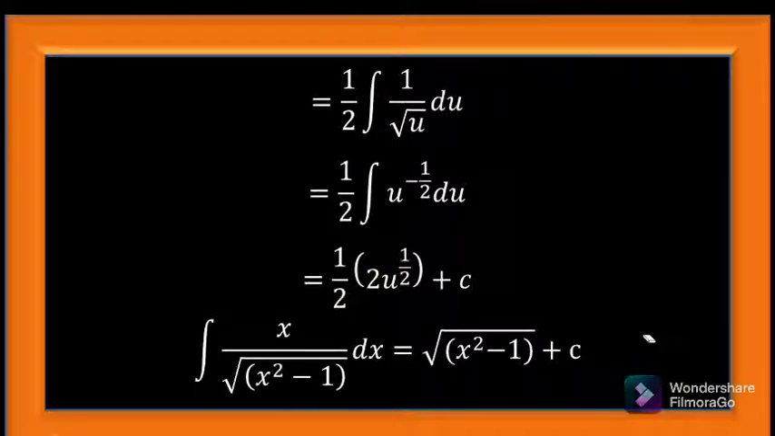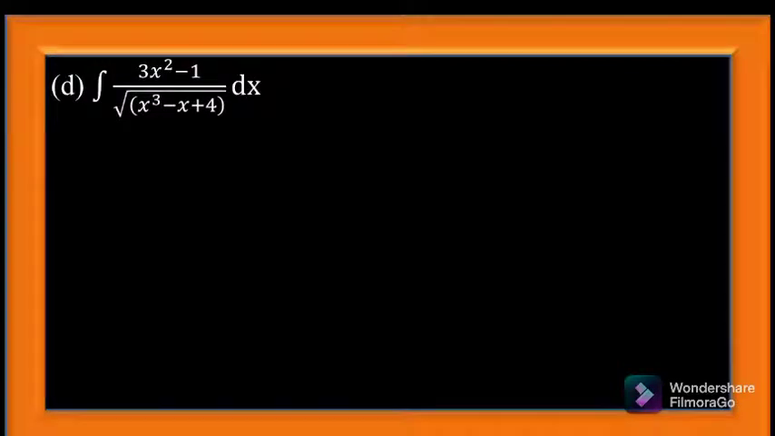Let's move on to part D of our question. Let's look at part D. We have the integral of 3x squared minus 1 out of the square root of x cubed minus x plus 4 with respect to x. Now that we have this integral, again you have to think critically.